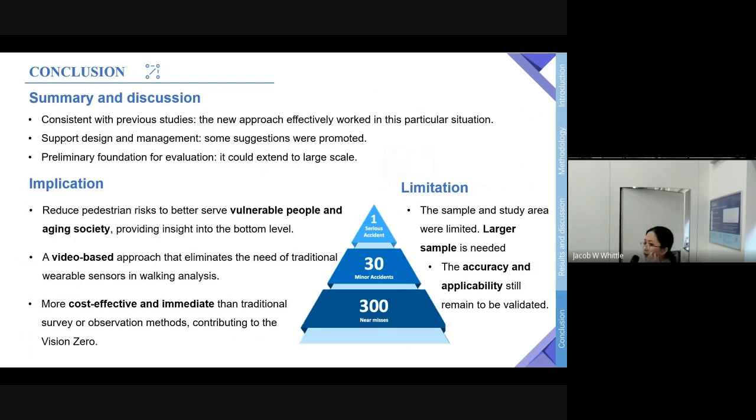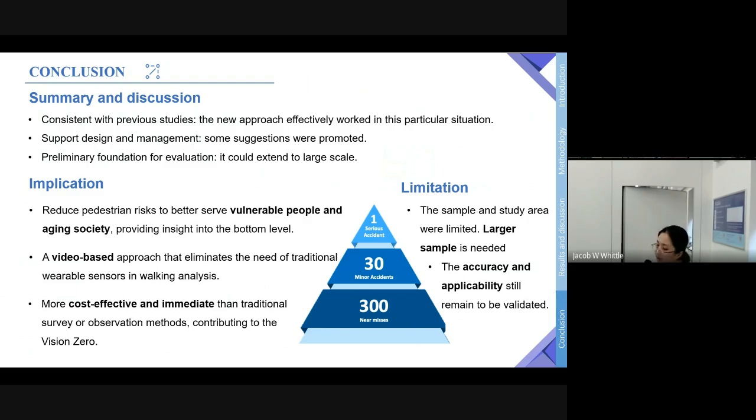In a word, based on the posture analysis using the video, I can analyze the features of walking behavior and the environment on the platform, and some suggestions could be proposed. The result is consistent with the previous studies, and thus this new approach effectively works in this particular situation, and is able to support design and management of the platform. Further, it has laid a foundation for the evaluation in the future, and it could be extended to a large scale.